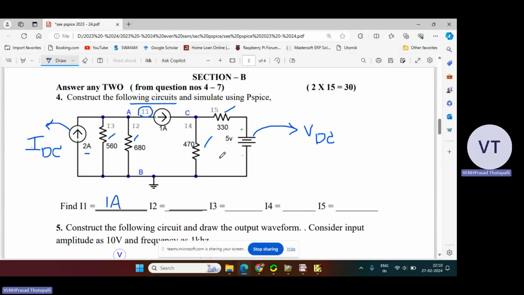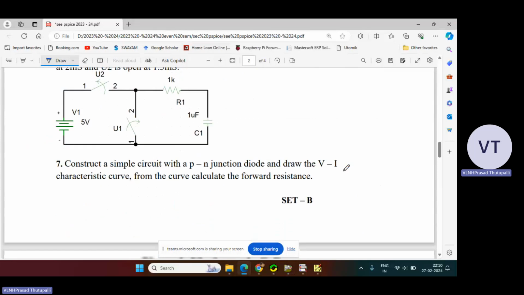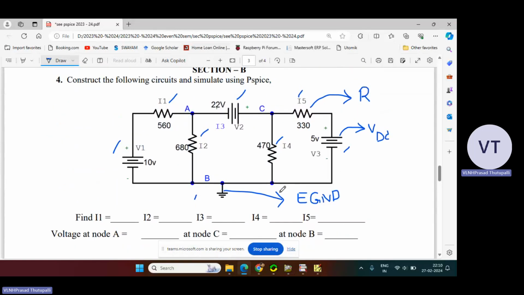What you have to do for this type of question is first select the components using the simulator. You just have to select the components, interconnect them with the help of wires, then simulate it and write the answers for the required questions. Right, now let us construct this circuit diagram.